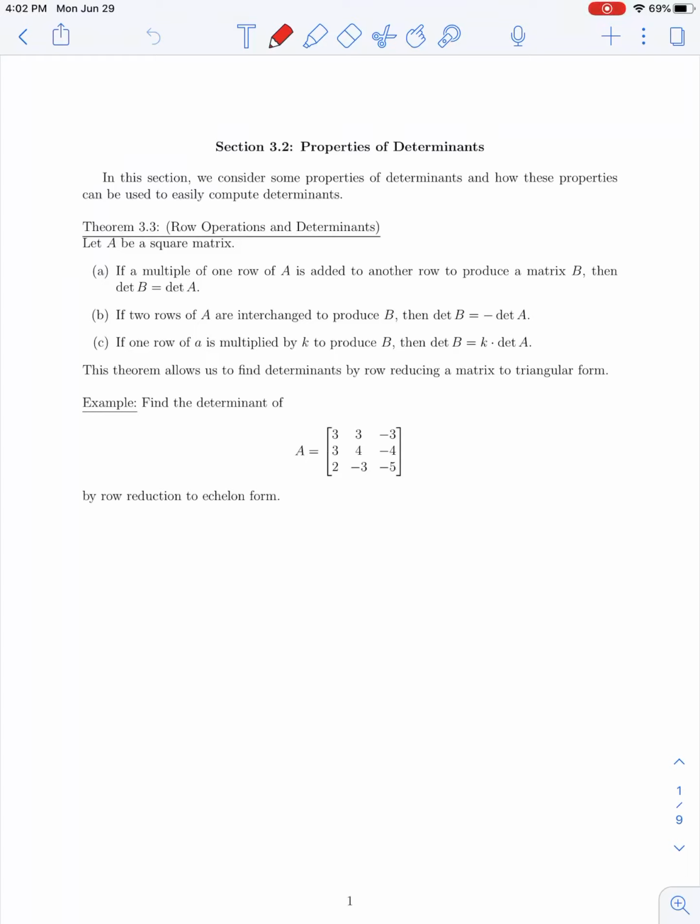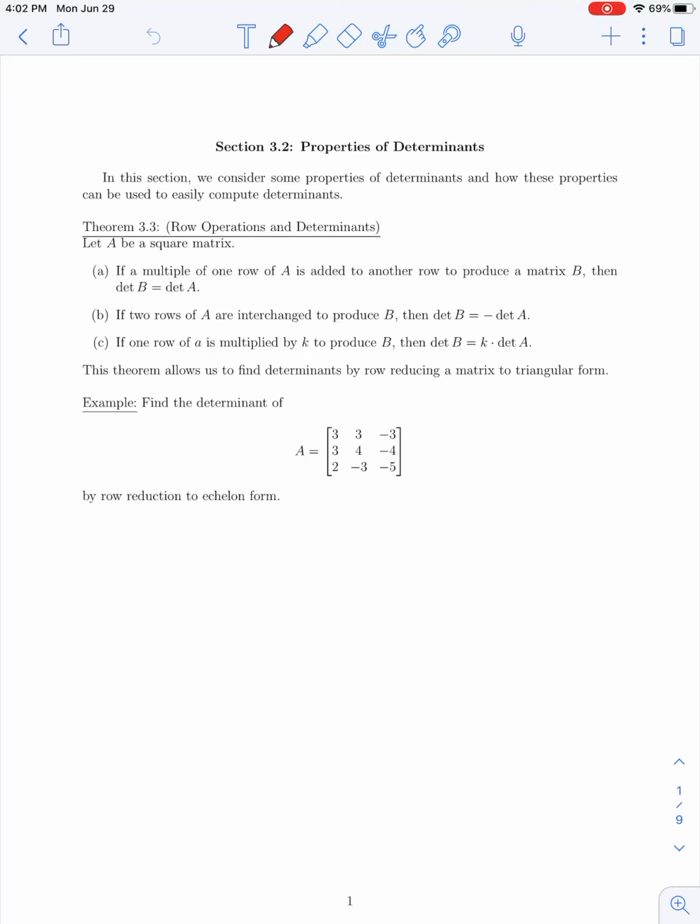Okay, in today's lecture, we're going to cover the section 3.2 material on some properties of determinants, which we introduced in our last section. So we'll see some properties of determinants that we started to hint at in the previous section, which will allow us to evaluate determinants for fairly large matrices by making use of row reduction.